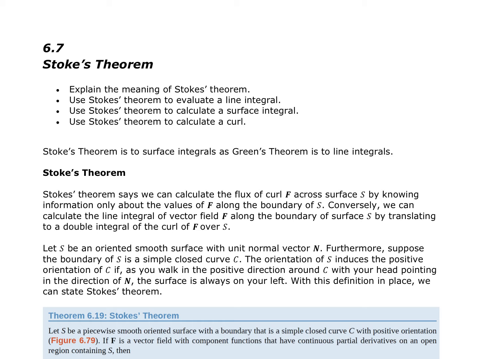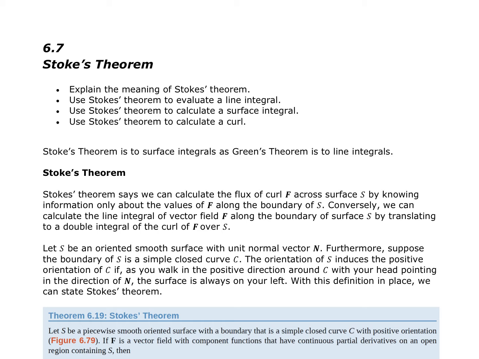Stokes' Theorem says we can calculate the flux of the curl of F across the surface S by knowing information only about the values of F along the boundary of my surface S. Conversely, we can calculate the line integral of a vector field F along the boundary of a surface S by translating to a double integral of the curl of F over S.